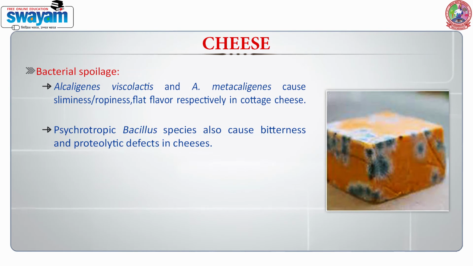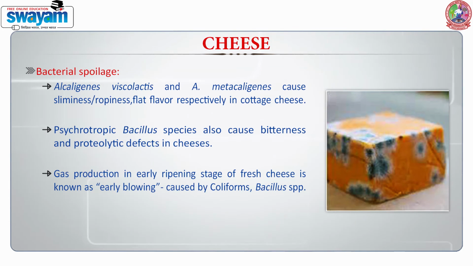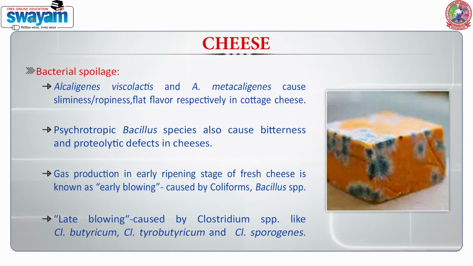There are also psychrotrophs which are growing in cheese, especially the Bacillus species, which lead to the formation of bitterness and proteolytic defects. Sometimes we also find gas production in the early ripening stage of the fresh cheese, and this is known as early blowing. Sometimes when the cheese has ripened, we still see the formation of gas, and this is then termed as late blowing of the cheese, and it is caused by the Clostridium species like Clostridium butyricum, Clostridium tyrobutyricum, and Clostridium sporogenes.